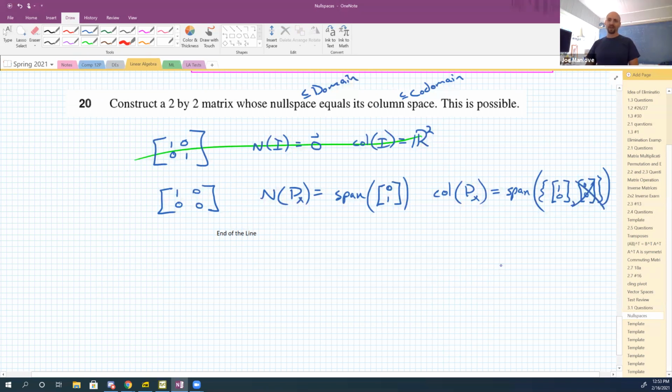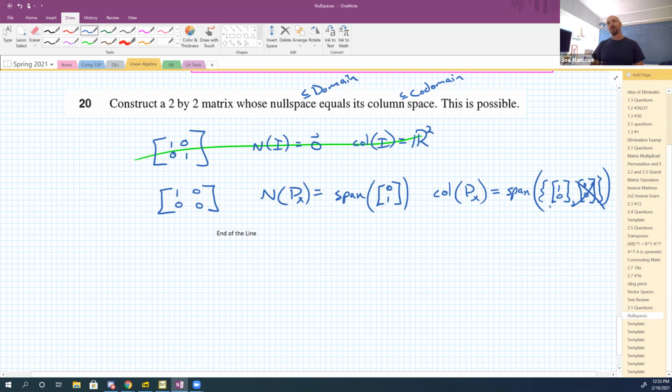Doesn't do anything. You can do that with spans. So if you have a span of a set of vectors, anything that's linearly dependent in there, you can pitch until you run out. It'll still be the same set, right? Because it's the set of all the linear combinations. And so if you can make some things two different ways, there's no reason to have them. So you just chuck them.